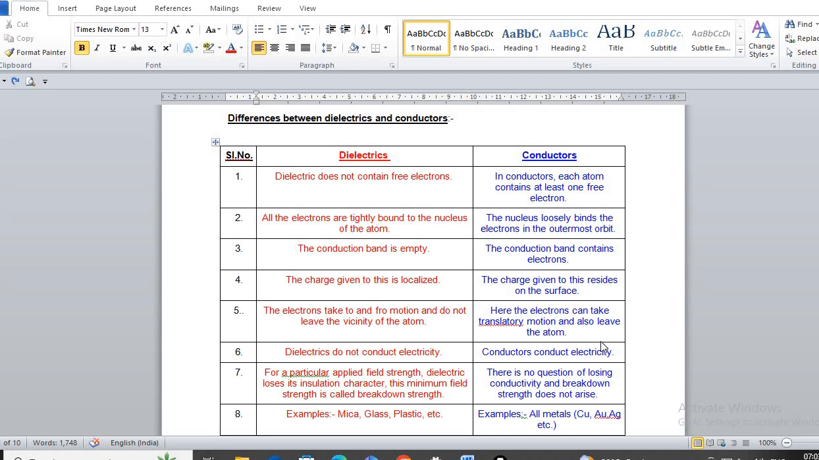But in the case of a conductor, the free electrons move when a small potential is applied. For dielectrics, the minimum applied field strength at which the insulating character is lost is called the breakdown strength. As conductors have high conductivity, there is no concept of breakdown strength. Some simple examples of dielectrics are mica, glass and plastic. You can get a number of examples. Conductors, mainly metals, have large numbers of free charges.